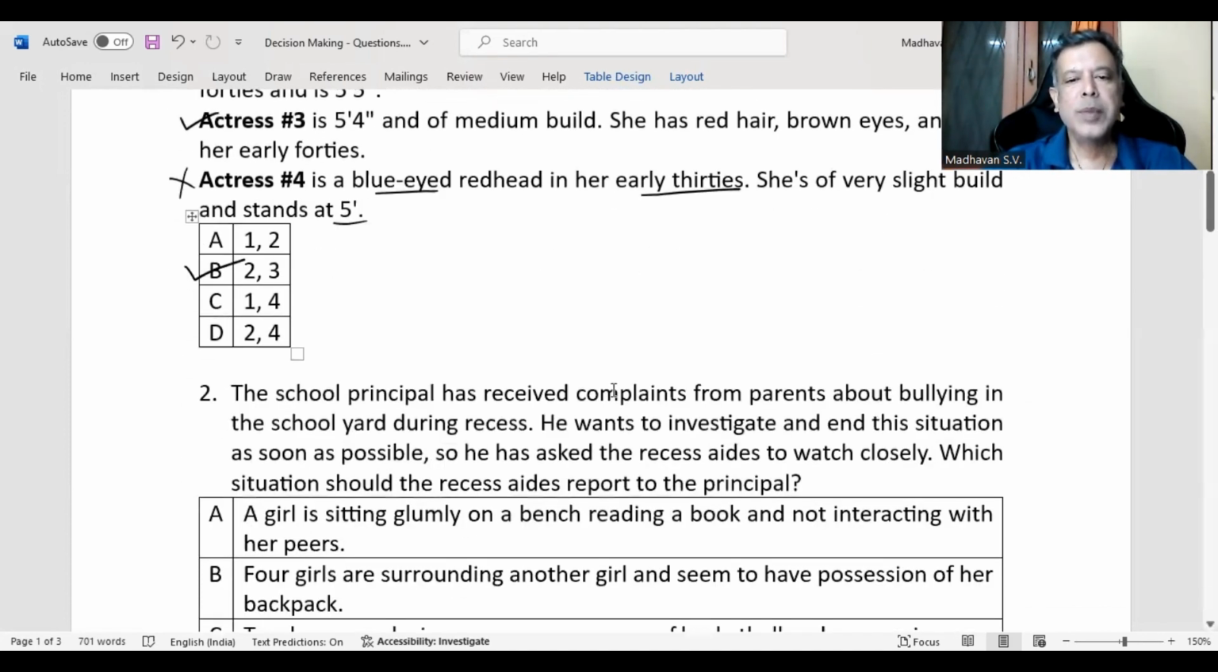The school principal has received complaints from parents about bullying in the schoolyard during recess. He wants to investigate and end this situation as soon as possible. So he has asked the recess aides to watch closely. Which situation should the recess aides report to the principal?